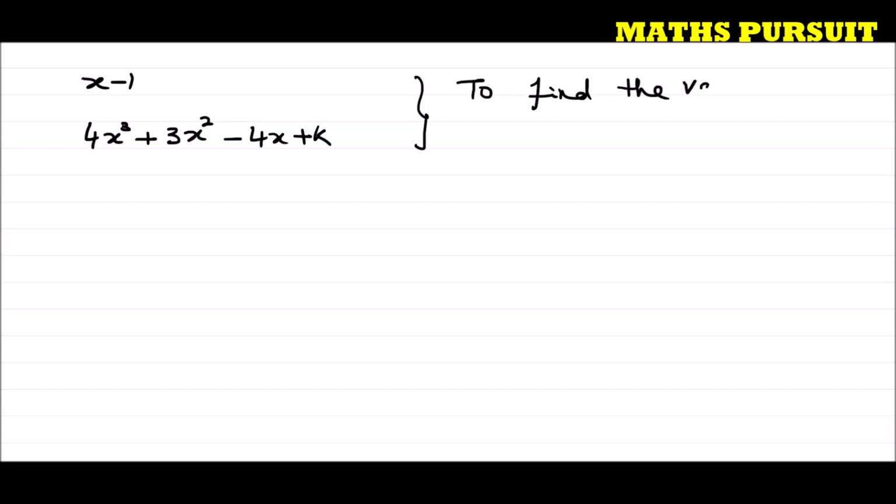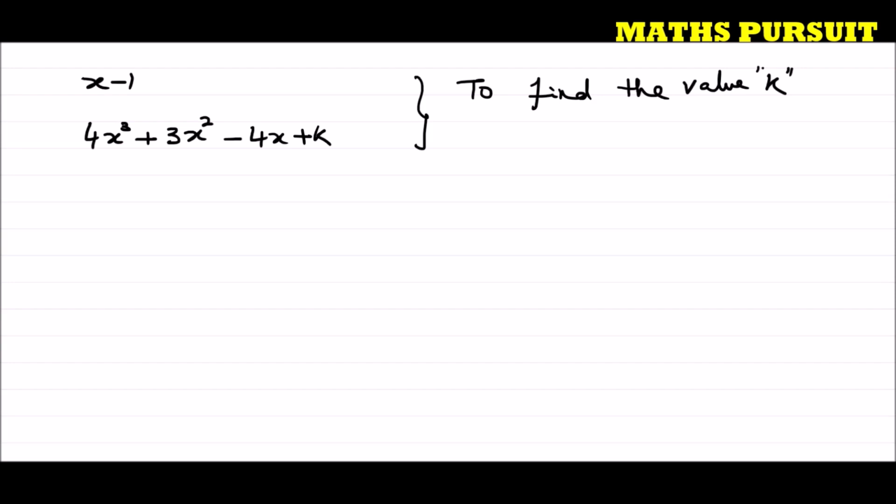Here the question has given us these polynomials. One is x minus 1, and the other polynomial is 4x to the power 3 plus 3x to the power 2 minus 4x plus k. The question has given us these two polynomials and is asking us to find the value of k. This is what the question is asking us.